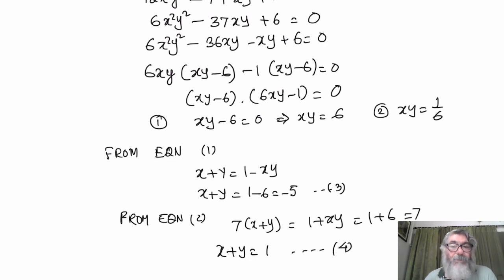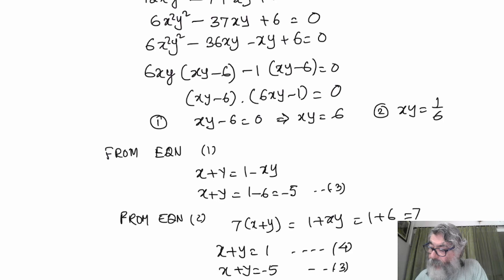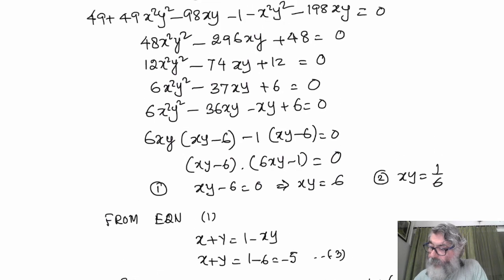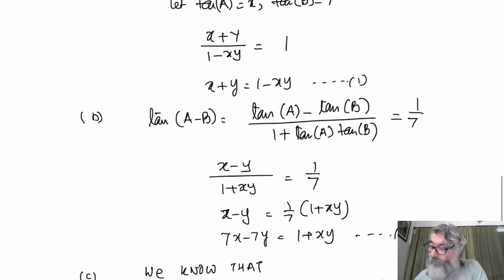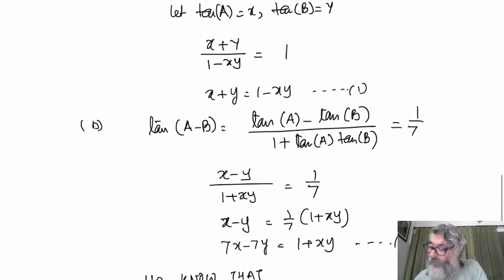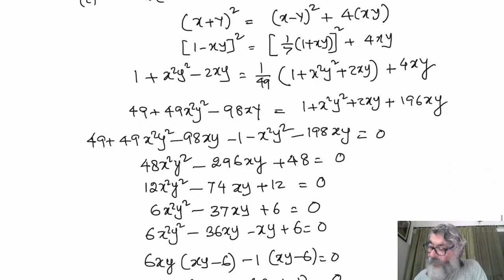Now solve equations 1, 3 and 4. Get the value of x, y. And if I write 3 here, x plus y is equal to minus 5, equation 3. No, there's something wrong. In the second case it is x minus y. In the second case it is x minus y.